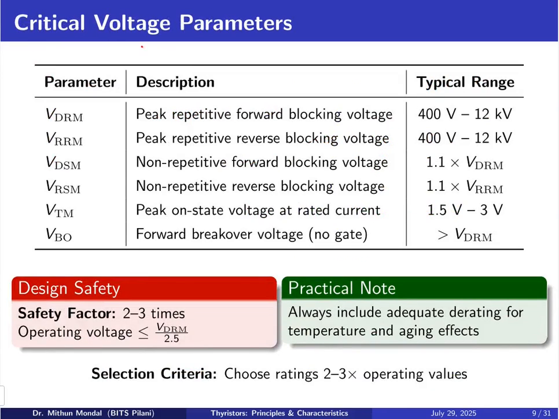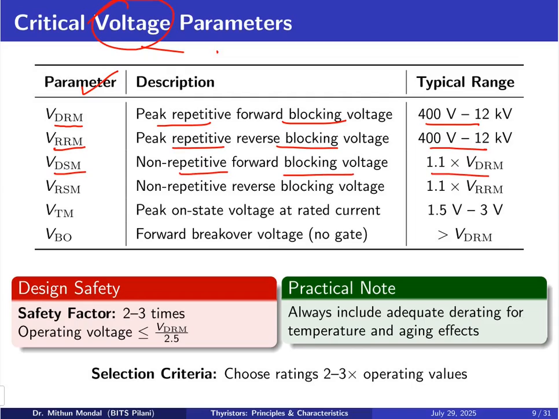Critical voltage parameters: we will be seeing some of the parameters in terms of voltage. The first one is VDRM, the peak repetitive forward blocking voltage, in the range of 400 volts to 12 kilovolts. You have VRRM, the peak repetitive reverse blocking voltage, again in the range of 400 volts to 12 kilovolts. VDSM is the non-repetitive forward blocking voltage, which is 1.1 times the VDRM. VRSM is the reverse blocking voltage, which is non-repetitive. It is 1.1 times the VRRM.